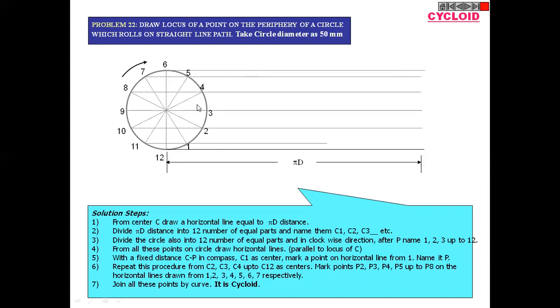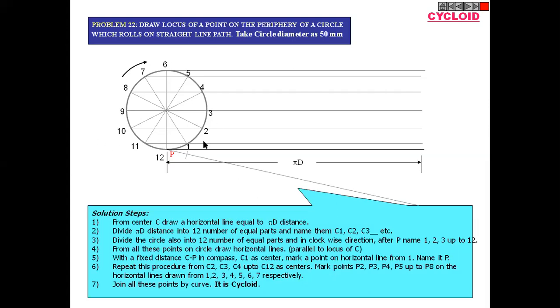So the circle will roll in the clockwise direction. Initially, our considered point P is at the junction of the circle and this directing line, at point number 12. Now we divide this directing line by using the compass and an oblique line. This method is known as division of a line into n number of parts.